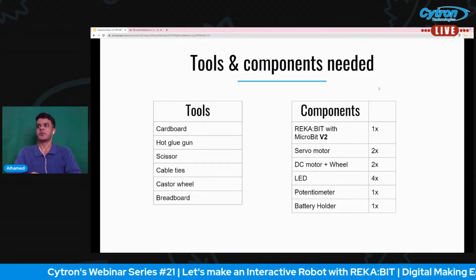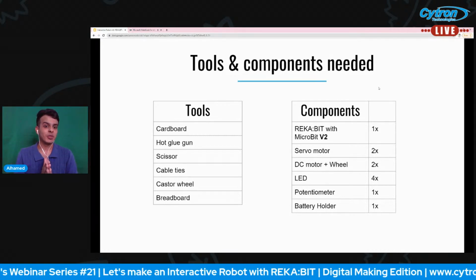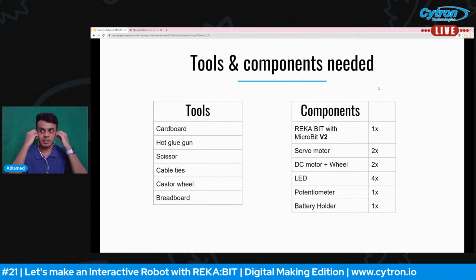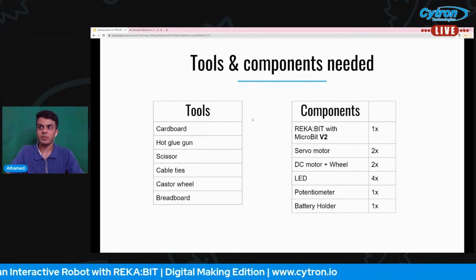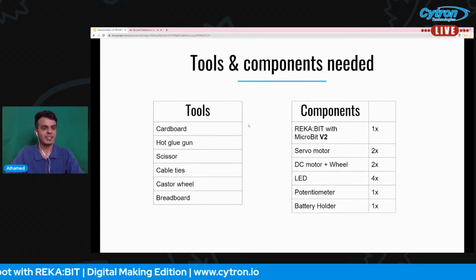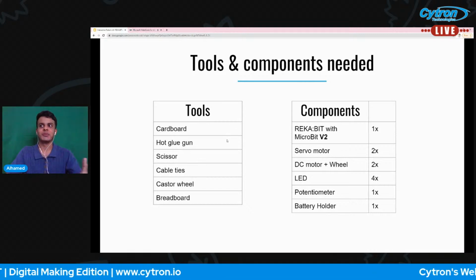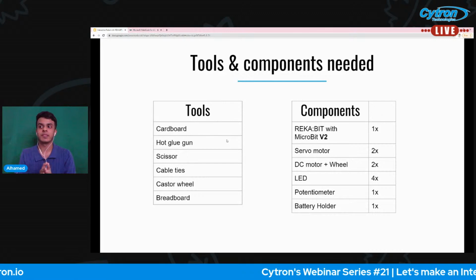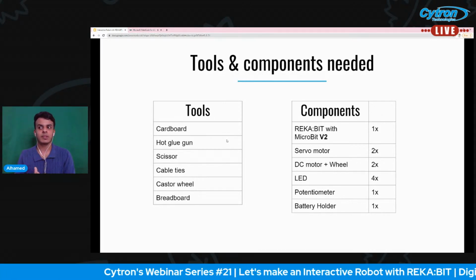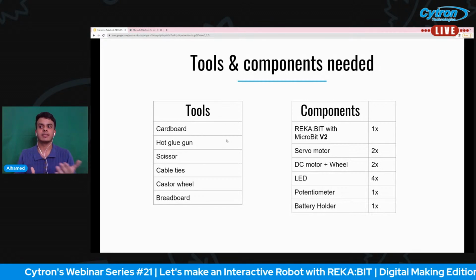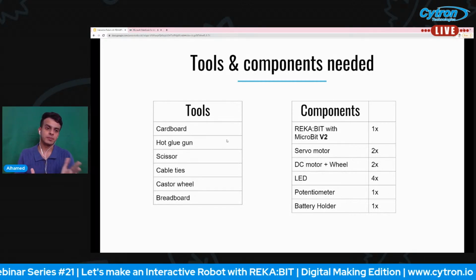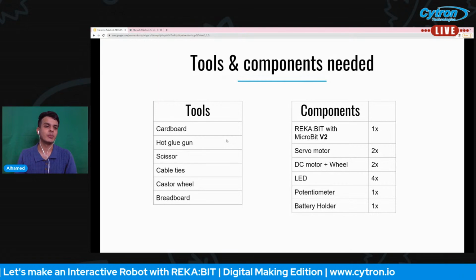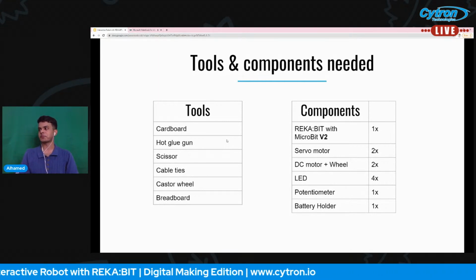Okay, what do we need in order to make this robot? For the tools, it's really simple stuff. We need cardboard, as usual. And we need a hot glue gun, scissors to cut the cardboard, cable ties to fix the REKA bit, a caster wheel, and a breadboard. And I will explain to you why we need a breadboard in this case.